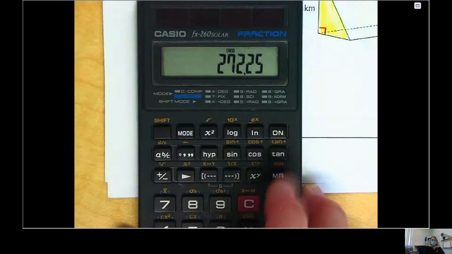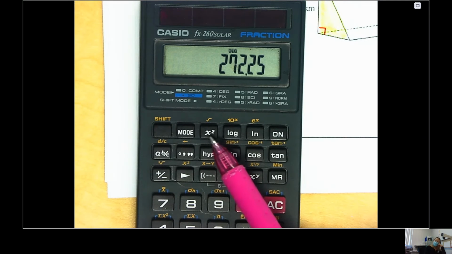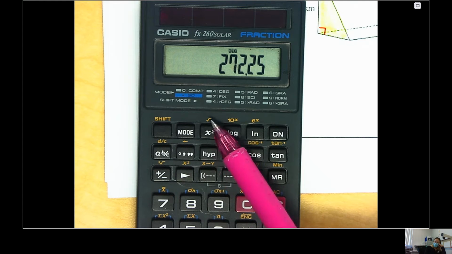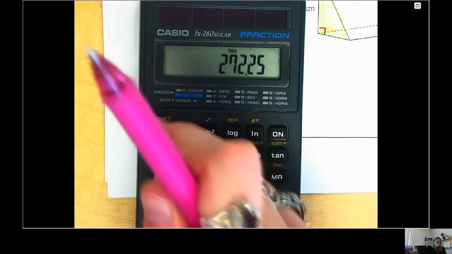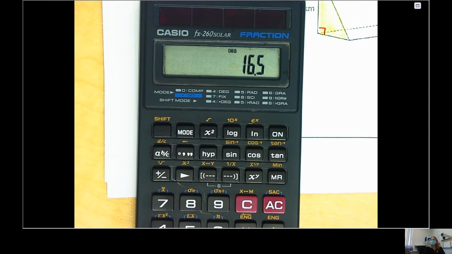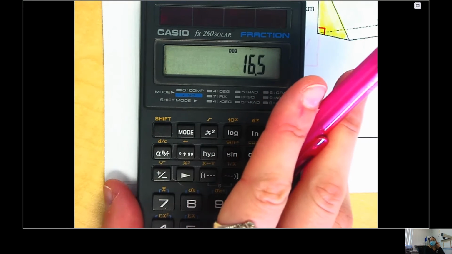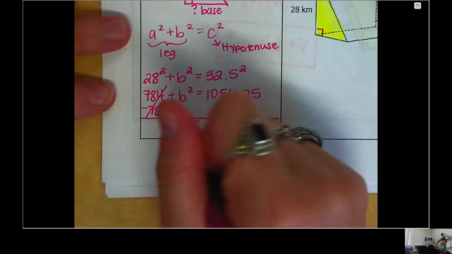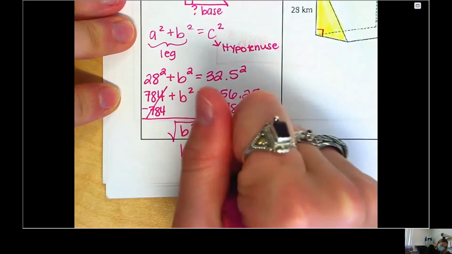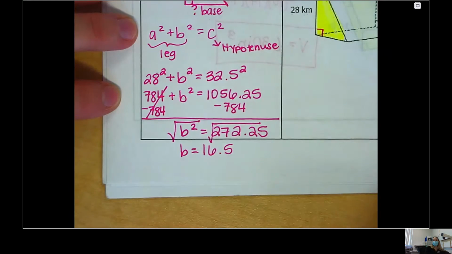And then if you're using the regular calculators, right above x squared, you'll see just the opposite, which is square root. So you'll push shift x squared. So put the number first and then shift x squared. Or if you're using your phone, it's second x squared, I think. So you get the base of your triangle is 16.5. Yes.